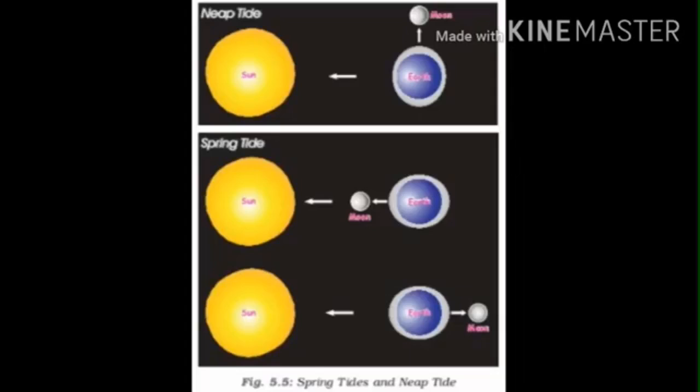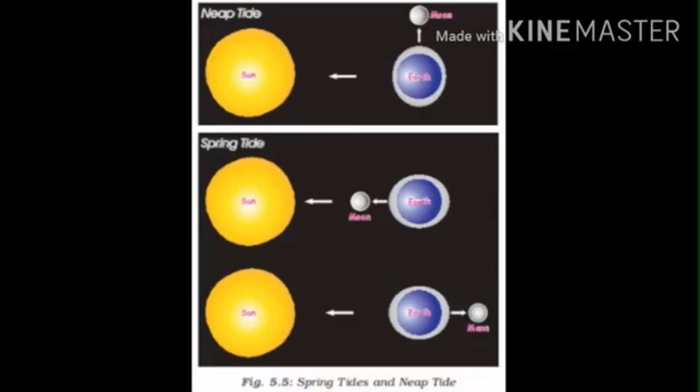Clear children? Do you know the difference between spring tides and neap tides? Again one time I will repeat the neap tides. When it is a half moon day, the moon and the earth are at right angle to each other. The impact of the gravitational pull is not very high. Therefore, the tides do not rise very high. These are called neap tides.